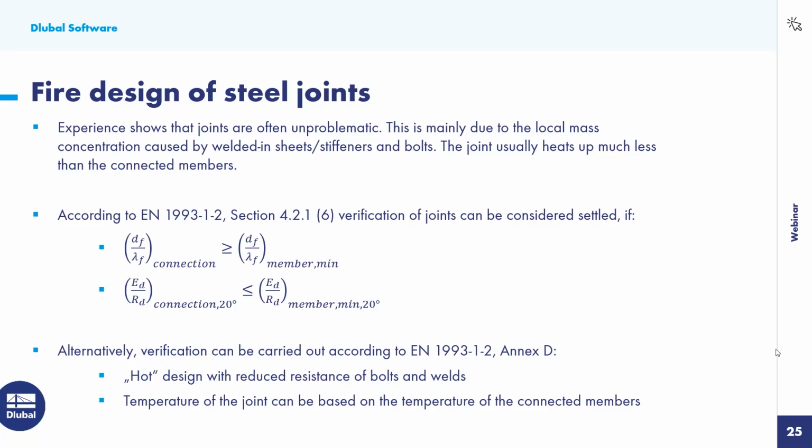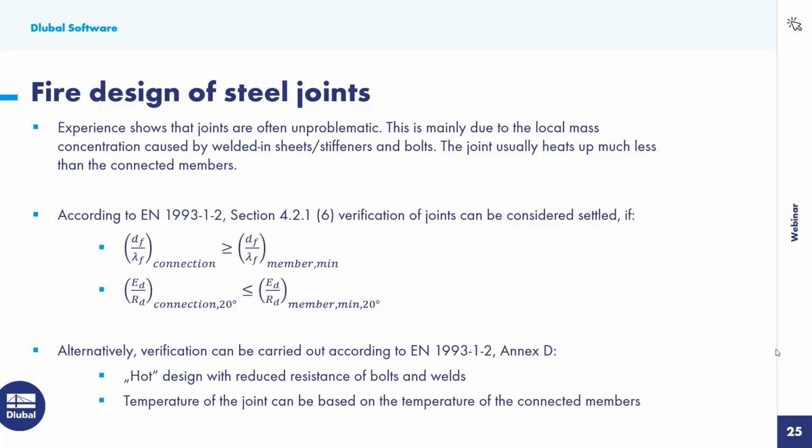So under section 4.2.1, it says that the verification of joints can be considered settled if the fire protection system used for the joint is equivalent or better than the fire protection system of the joint members. And the second condition is that the utilization of the joint should be lower than the utilization of all the joint members under normal temperature. So that means in the best case scenario, we wouldn't even need to do a hot design for our joint.